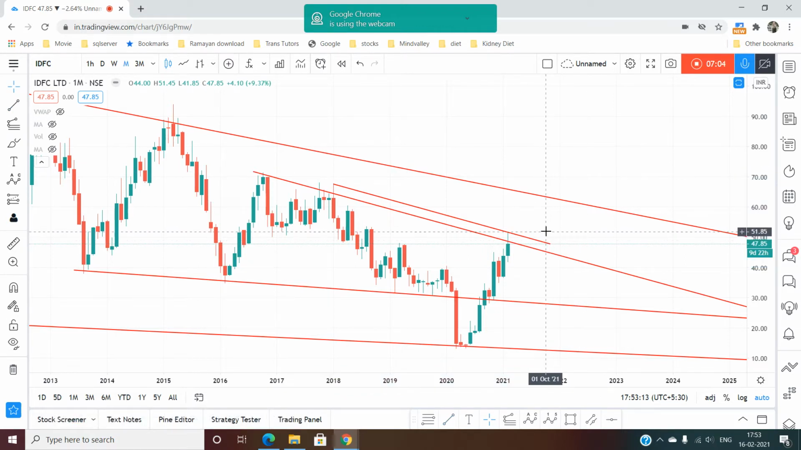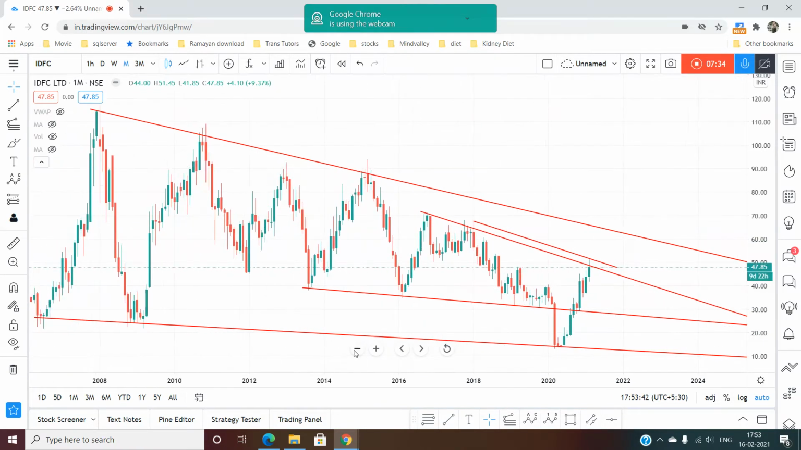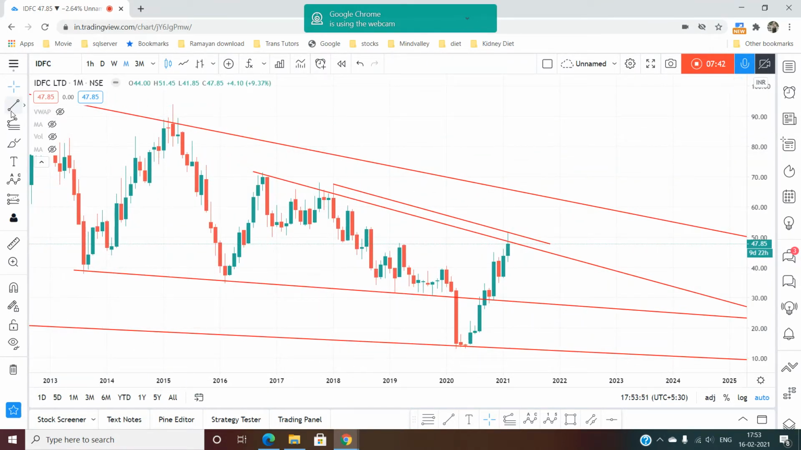So this area, 51 or 52, is a very important area. Once it crosses that, it has a potential to go to 68. It has a potential to go to 72 even, because this is the source of this downtrend, and normally it goes to that source first. If you see most of the stocks like Tata Steel, Hindalco, all have gone to their high point from the source point. So this is a very important structure right now.